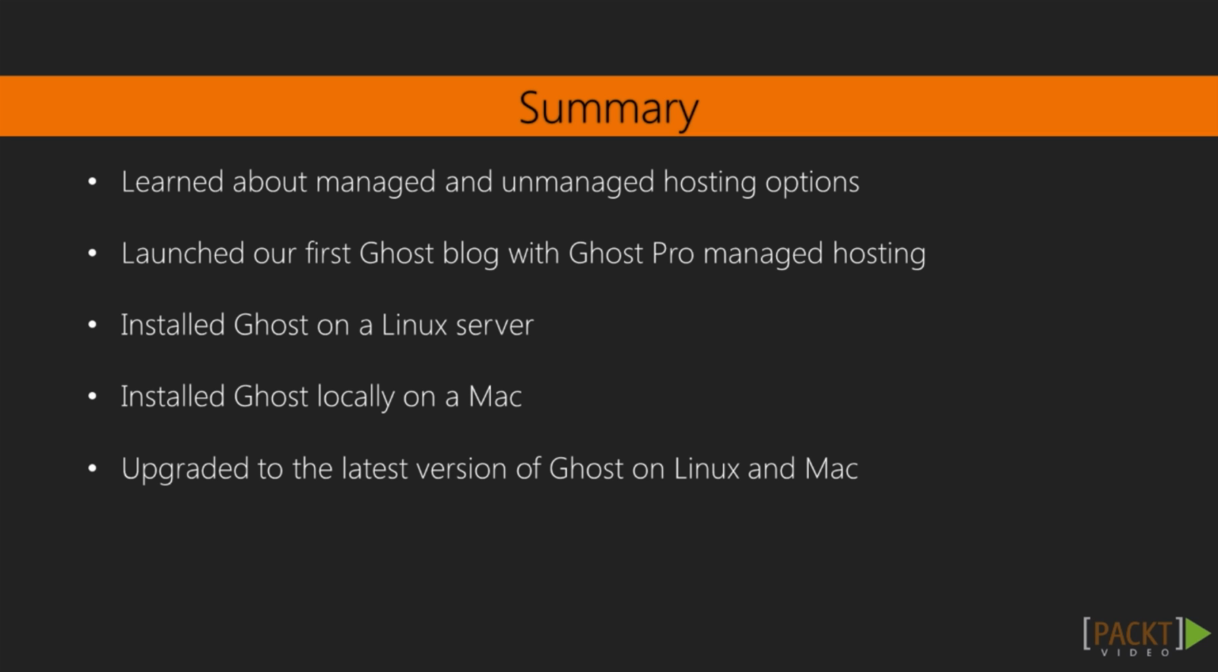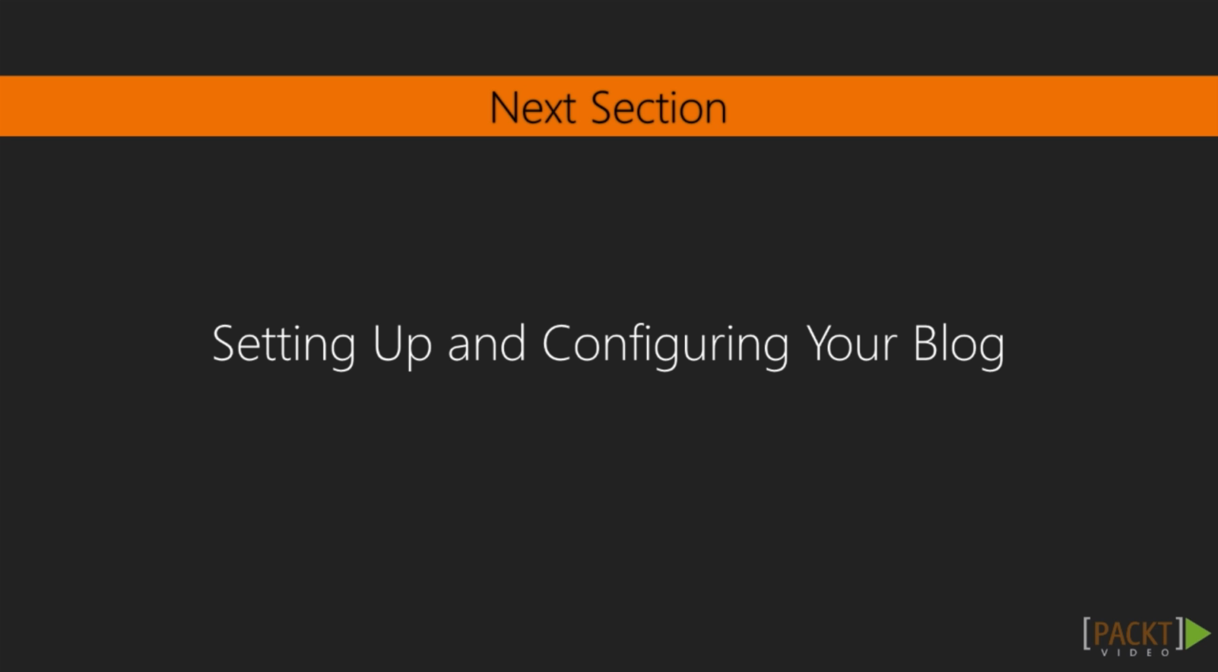We made a lot of progress in this section. We learned about managed and unmanaged hosting options, launched our first Ghost blog with Ghost Pro Managed Hosting. We installed Ghost on a Linux server and also locally on a Mac. And we upgraded to the latest version of Ghost on Linux and Mac. In Section 3, we will get started with setting up and configuring our blog.